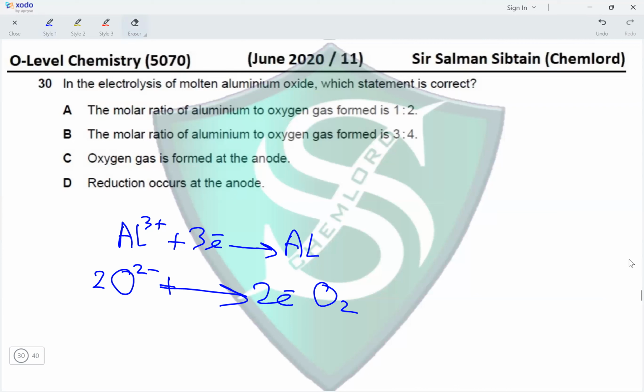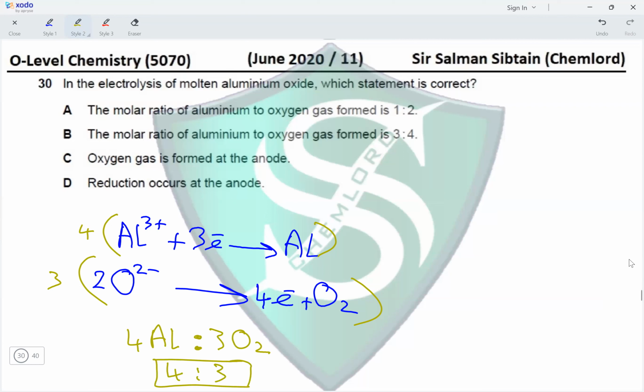So let's fix the molar ratio here. We would have 4 moles of electrons being released to produce oxygen gas. So now the ratio is 3 is to 4. In order to balance that, this would be multiplied by 4 and this would be multiplied by 3. So we end up with 4 moles of aluminum being produced along with 3 moles of oxygen gas. So 4 is to 3 is the ratio, not 1 is to 2. So this option is incorrect.